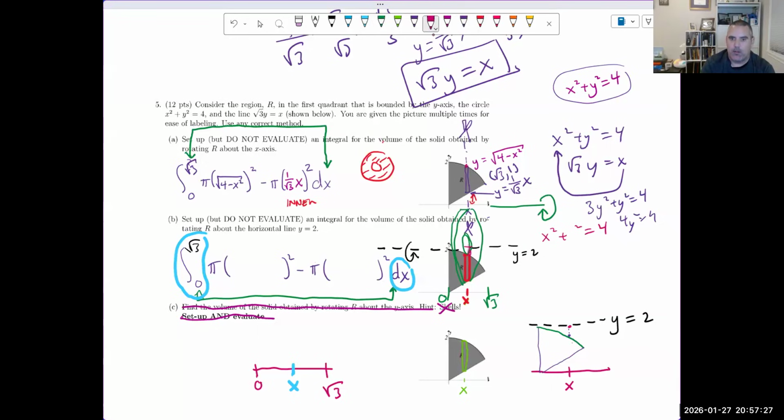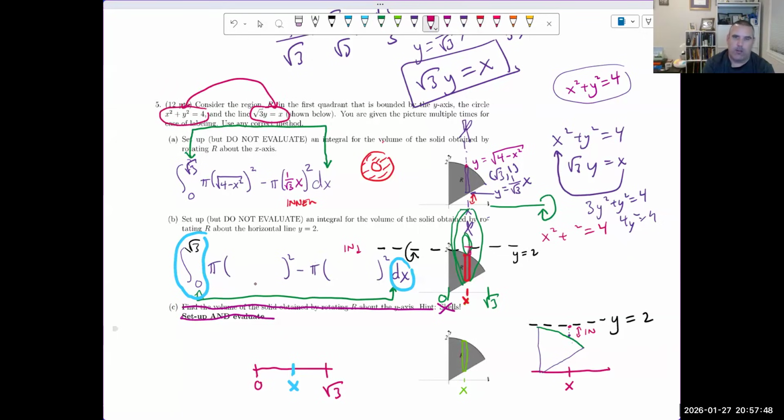So the question is, how far is that? Whatever that is, it's what goes here. That is what's affected by the axis of rotation. The reason I know it's the square root of 3 is because it's the intersection of these two.